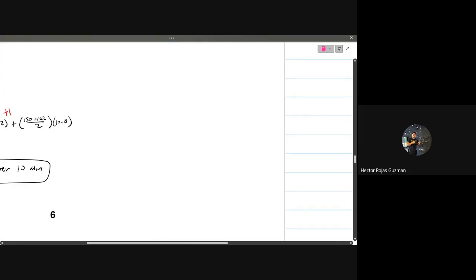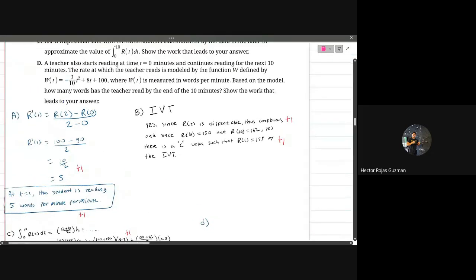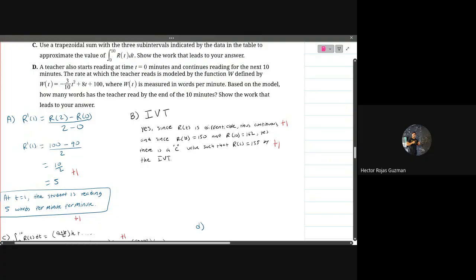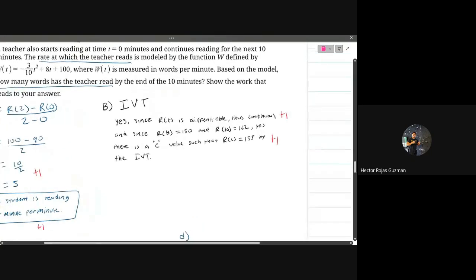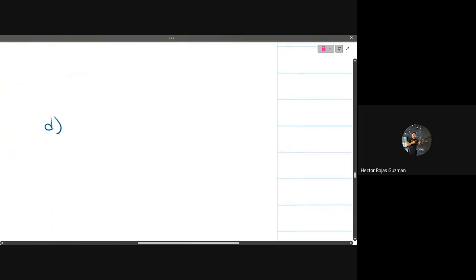Okay, last question. A teacher. Okay, and now the teacher starts reading also at time 0, and the rate at which the teacher reads is w of t. There we go. How many words has the teacher read? See, there's a lot of words in the problem, but make sure you look at the key statements. How many words has the teacher read?